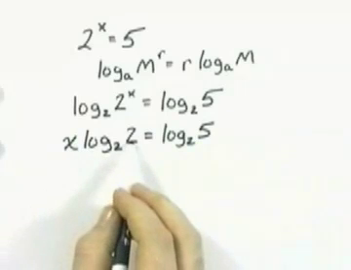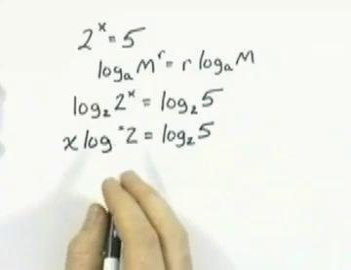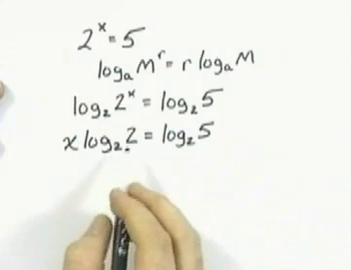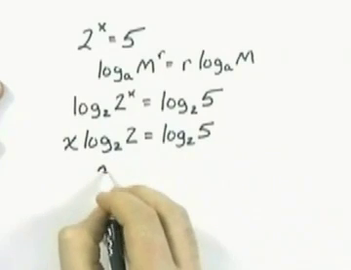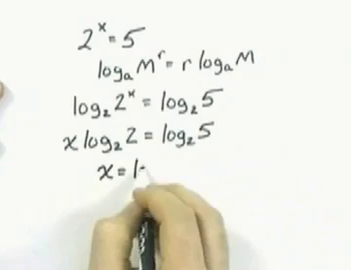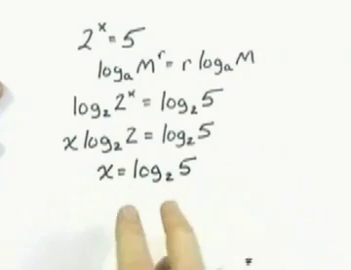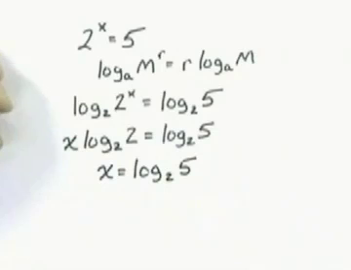Log to the base 2 of 2, you should recall, is going to equal 1. Log to the base a of any number a equals 1. So now I get that x equals log to the base 2 of 5, and that answer is exact.